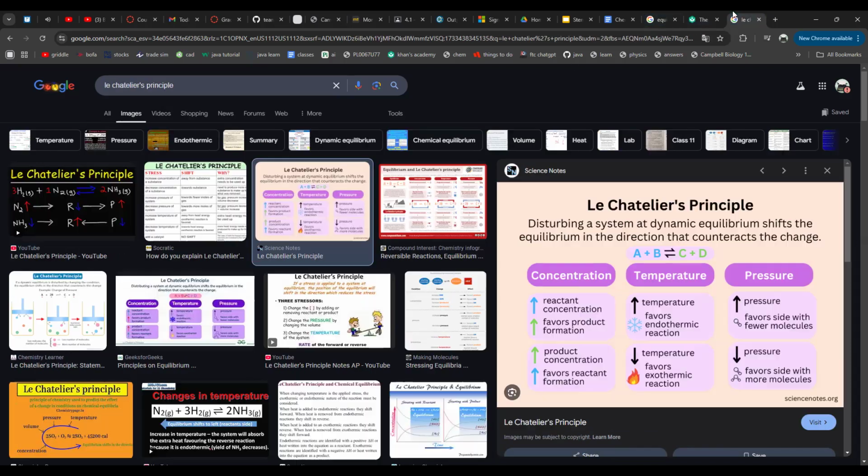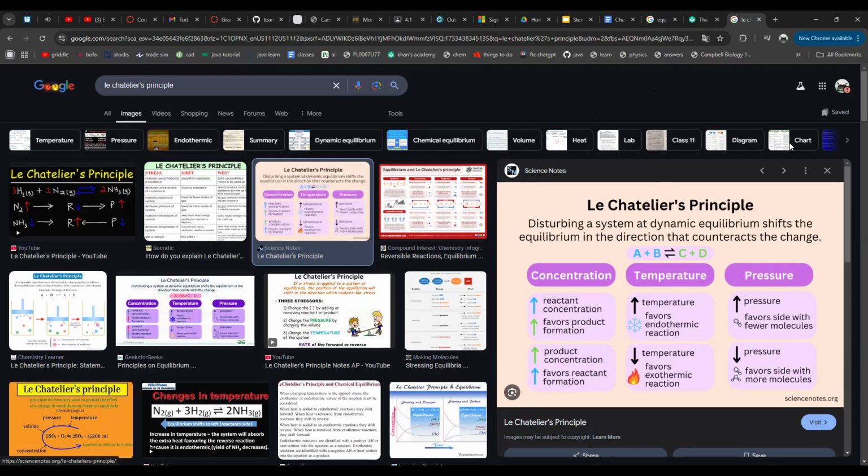So you can basically imagine heat as a product in exothermic reactions. So if you were to increase the temperature, then that would shift the reaction further to the reactants because heat is essentially a product. It is a product in an exothermic reaction.